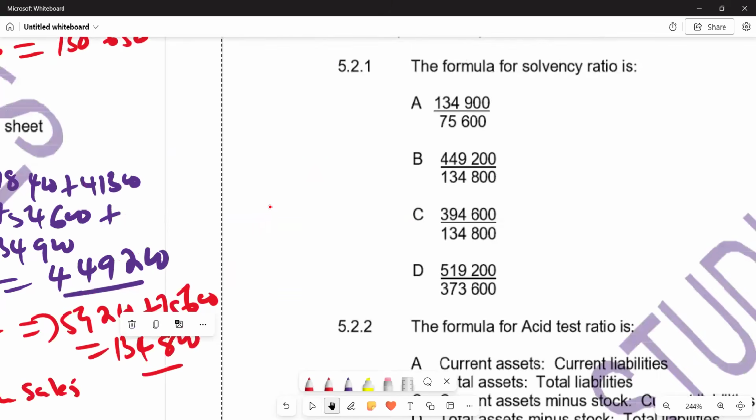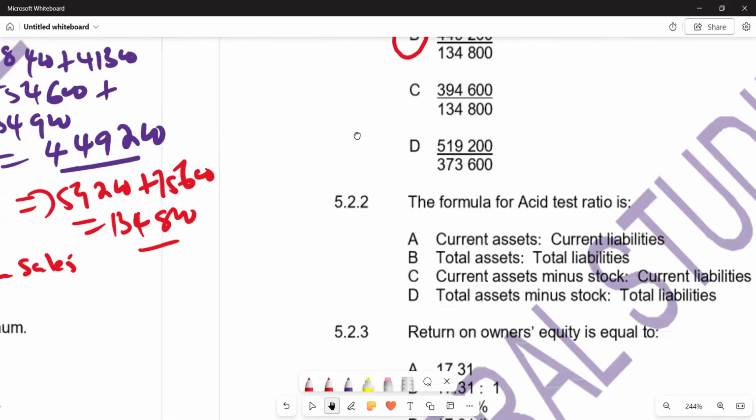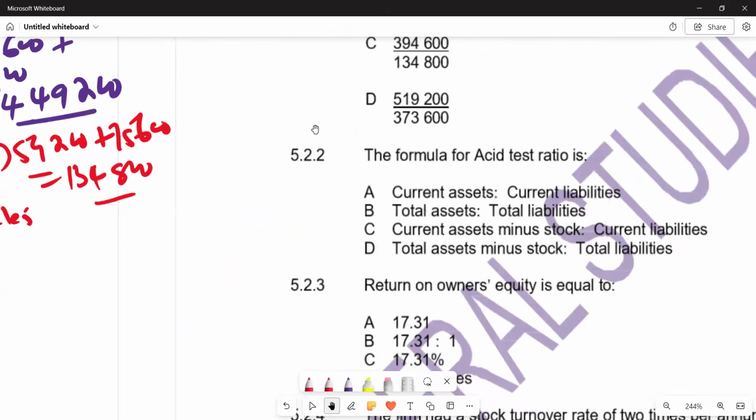So you see that we've got B. So it means our answer is B. Then you go to 5.2.2, which reads the formula for acid test ratio is. We know that for acid test ratio, we are calculating the ability of a business to meet its short-term obligations, and we remove the stock, because stock cannot be easily turned into cash. It's not a very liquid current asset, so we subtract stock.